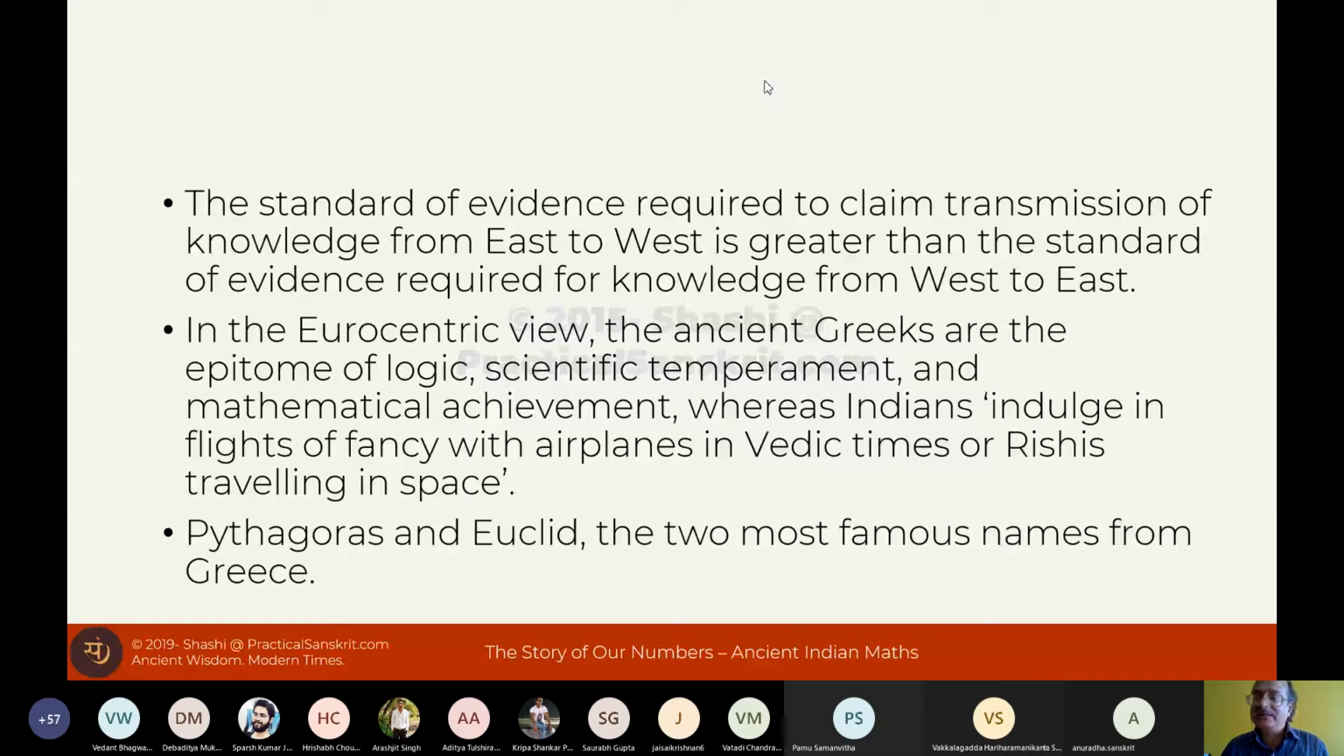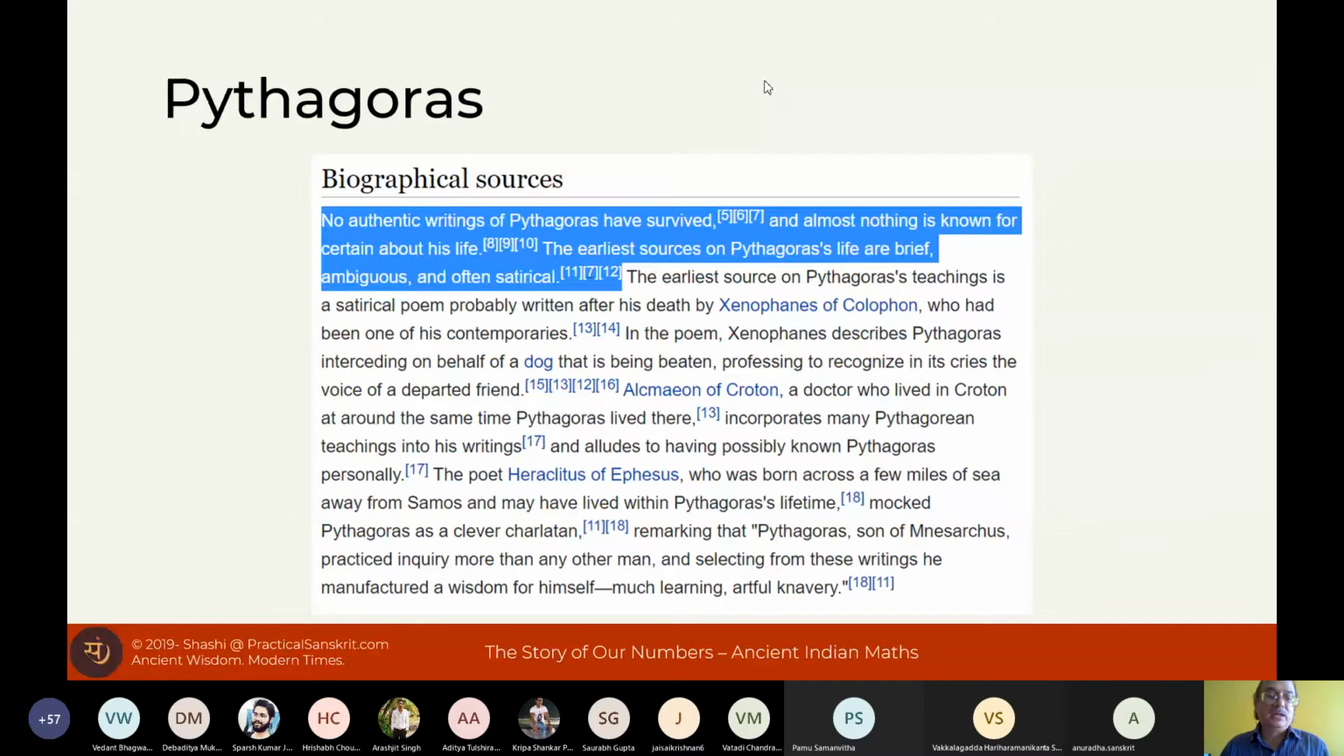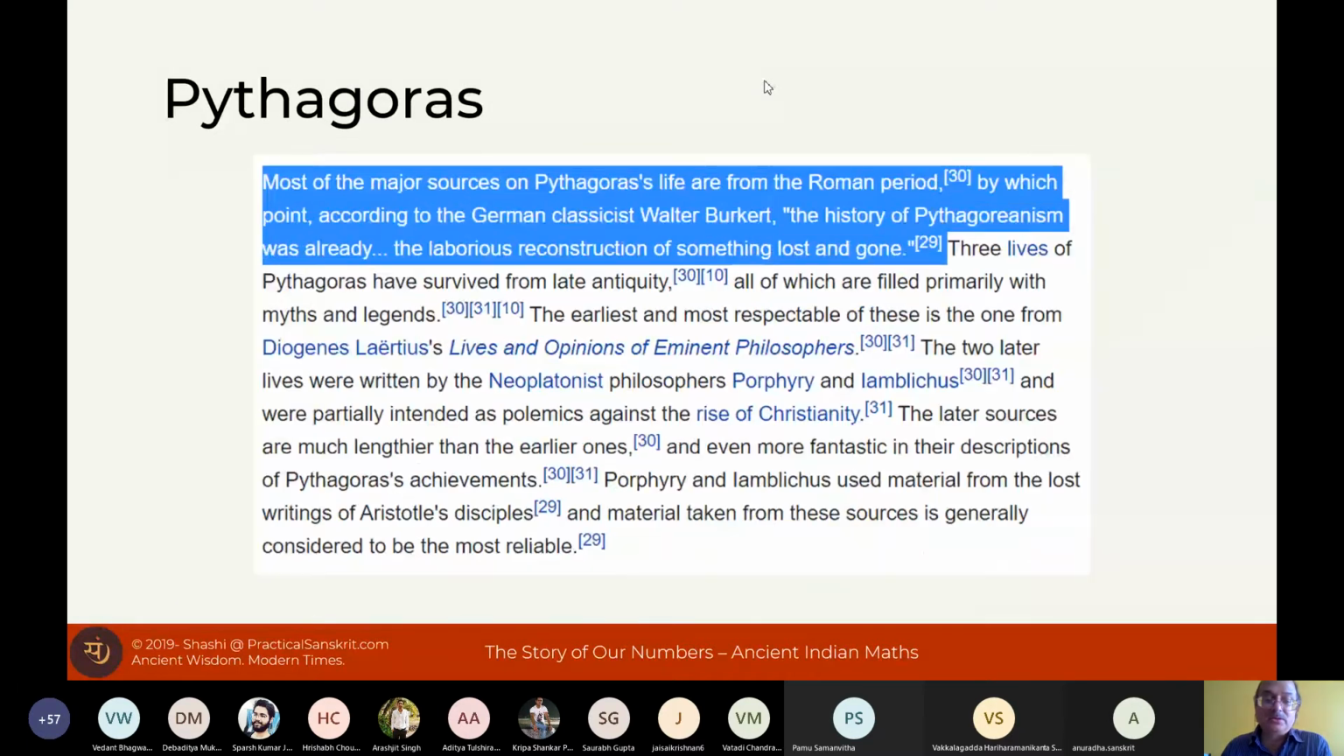And I'm not going to go into details, but I've got some screenshots from Wikipedia, which give you an idea of how certain these historical figures were. No authentic writings of Pythagoras have survived, right? And almost nothing is known for certain about his life. The earliest sources on Pythagoras' life are brief, ambiguous and often satirical. And we take that, okay, Western accounts of history are foolproof, right? That's what we think, that we know exactly everything about the Greek and Roman things. But nothing is known about Pythagoras.